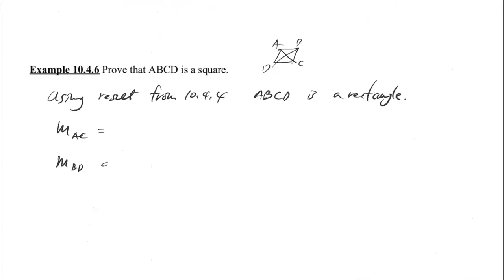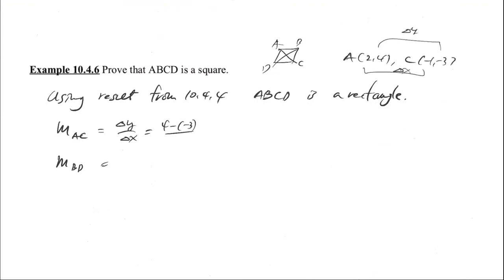So we know the coordinates of A, right? The coordinate of A is 2, 4, and the coordinate of C is -1 and -3. So this is change in Y and change in X is 2 minus 3, and from left to right. And for change in X, that'll be 2 minus minus 1. Just be consistent which way you're subtracting, guys. Okay, so that's 7 over 3.